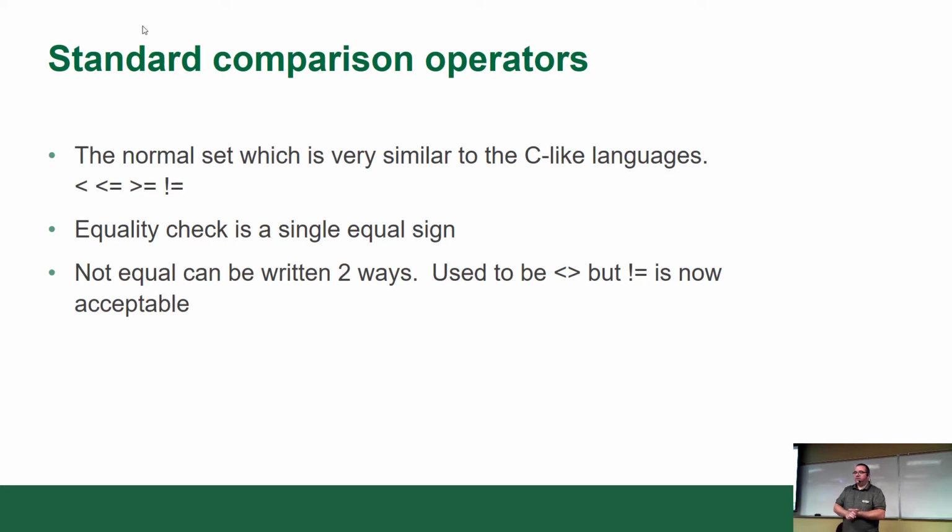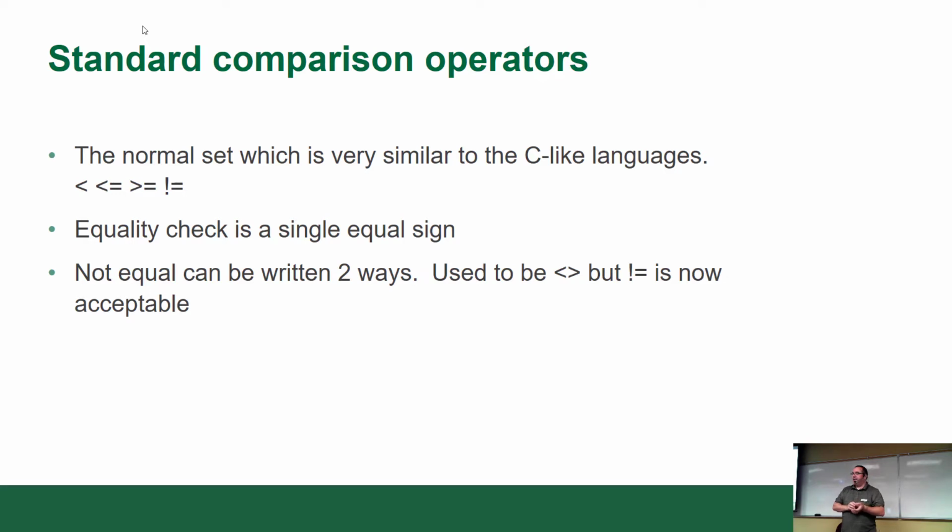And the equality check is a single equal sign. This one trips up C-like developers. You're used to double equal signs to check if i equals 6. In SQL, it's just a single equal. So that's the one that's going to throw some of you guys for a loop. You'll get errors. You go, I know what this means. Do you have more than one equal sign next to each other? That's probably your mistake.